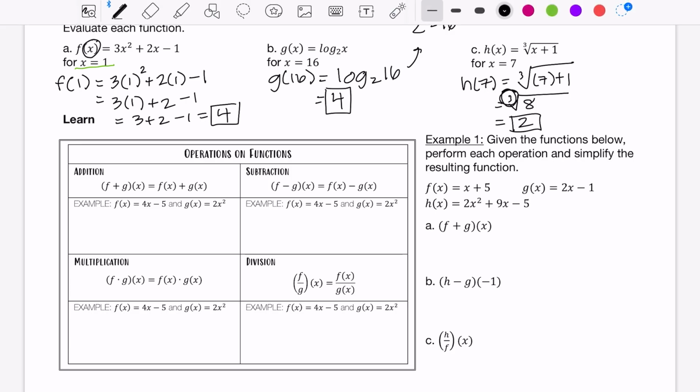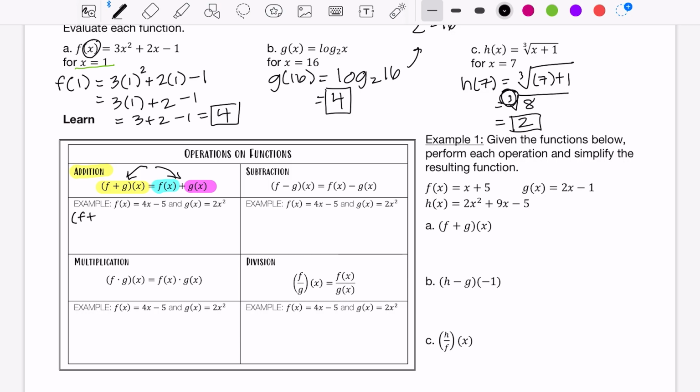So let's see right here. The first one that we're going to look at is addition. If you're asked to add two functions together, f of x plus g of x, all you have to do is take the f function and add it to the g function. That's it. They make some fancy notation by writing it this way, but really all it means is this right here. So in our example, it says add 4x minus 5 to 2x squared. So f of x plus g of x.